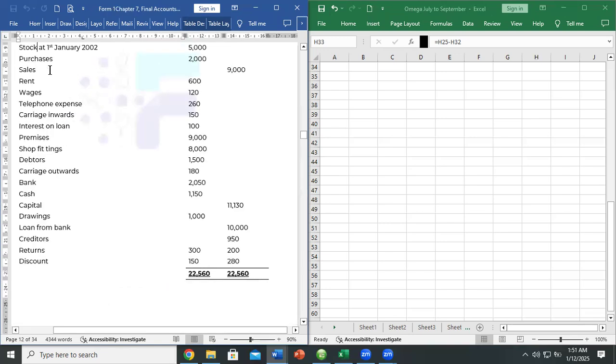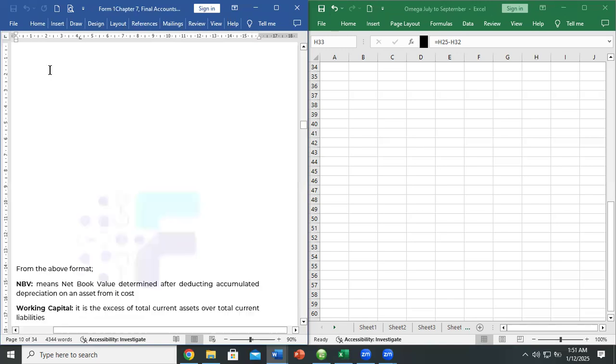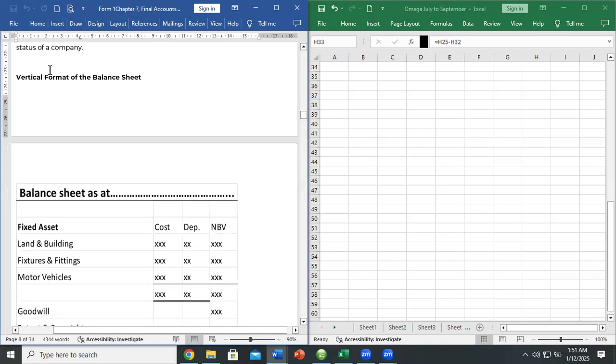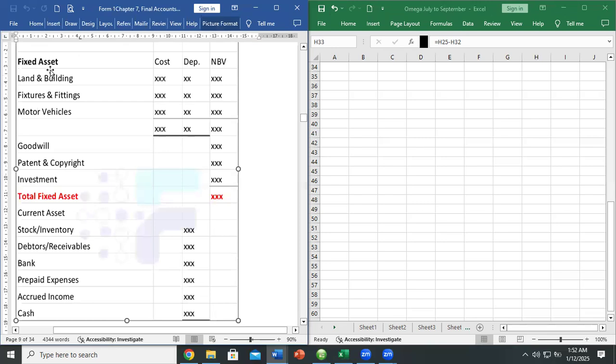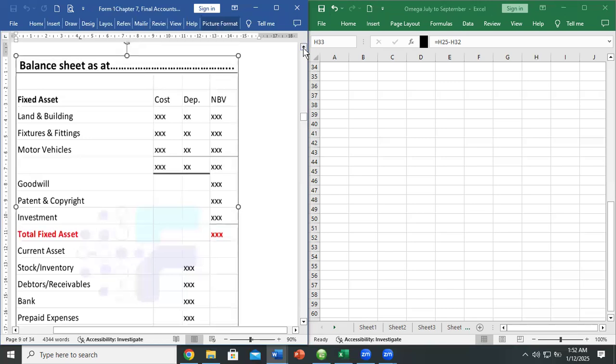So it will be very important for us to appreciate what our assets are, what our liabilities are, and what the capital is. I think there's no doubt about the capital. For the assets, you remember we have the fixed assets and the current assets. And for the liabilities too, we have the current liabilities and the long-term liabilities. So you have to appreciate that. Mainly this is the format for the balance sheet, right? The first thing you begin with is your fixed asset. But of course, it has a title, and the title is Balance Sheet as at.